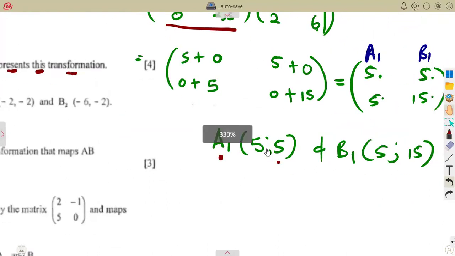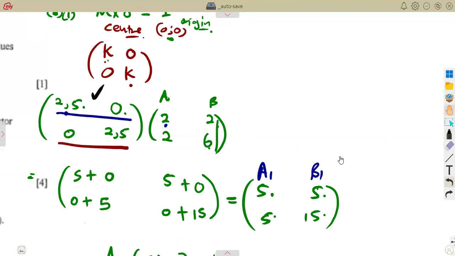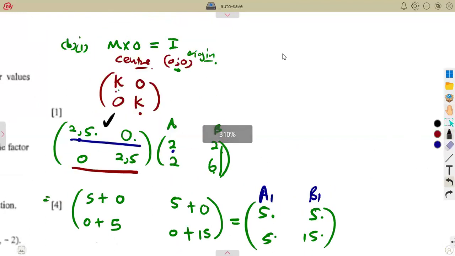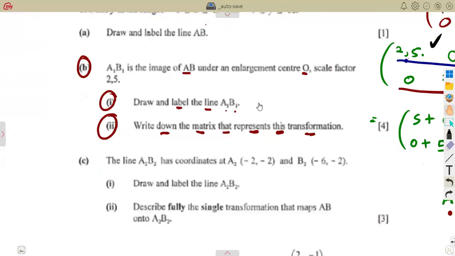The matrix which represents it, so the matrix we already wrote before, which is the 2, 5. So you're not going to write in terms of K. That is not the matrix they're asking you. Substitute K, which represents the scale factor. So you must have the proper presentation of a matrix with that constant K inserted like that. So that is our matrix.